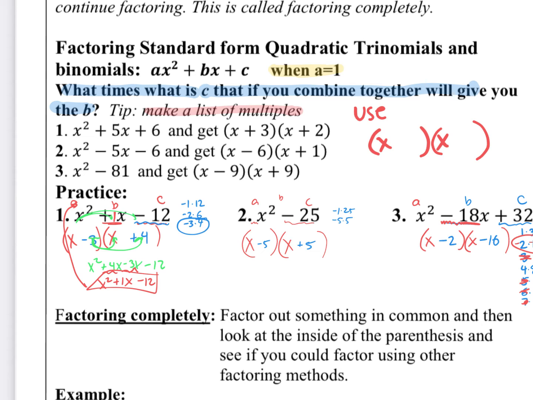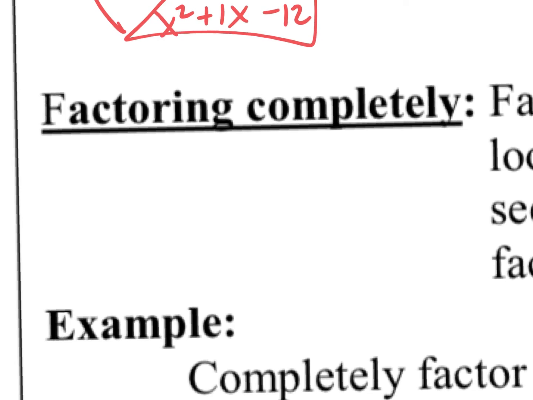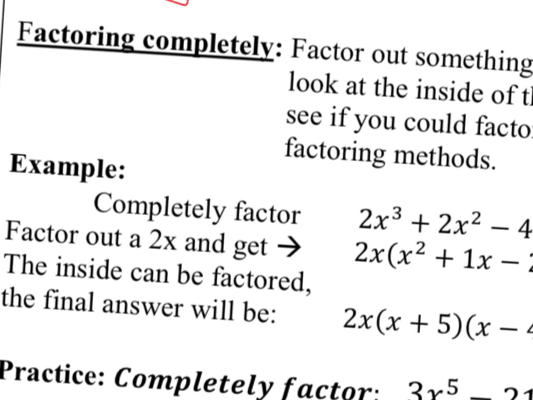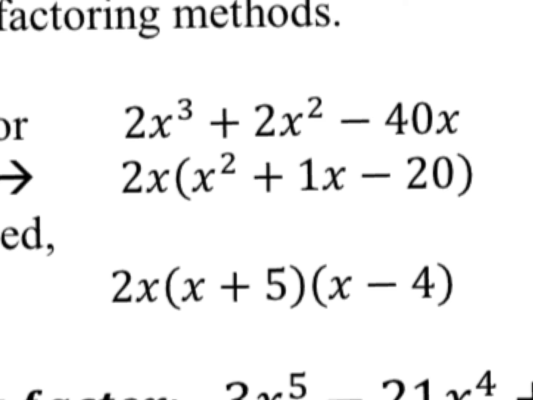Sometimes you're working on something, and one tool doesn't cut it. You actually need both tools at the same time to fix whatever you're trying to fix. That's what I call completely factoring, or factoring completely. Check this out. On this example, we begin with our first tool, pull out the GCF. You look at 2x to the third, 2x squared, and minus 40x. The GCF is 2x. So you pull out the 2x from all 3 terms, and you have this left over on the inside.